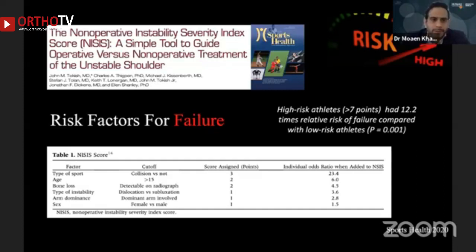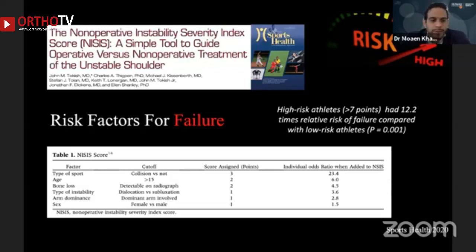So this is a paper that was published by Dr. Tokish in Sports Health in 2020, so just last year, and they developed a non-operative ISI score. This score really tries to help the surgeon decide who is at a higher risk of failure, particularly with the young athlete. They identified 6 areas that you should really be looking for when you're dealing with these patients. And those patients that have 7 or more points are 12 times or more likely to fail non-operative treatment than those who have fewer points.